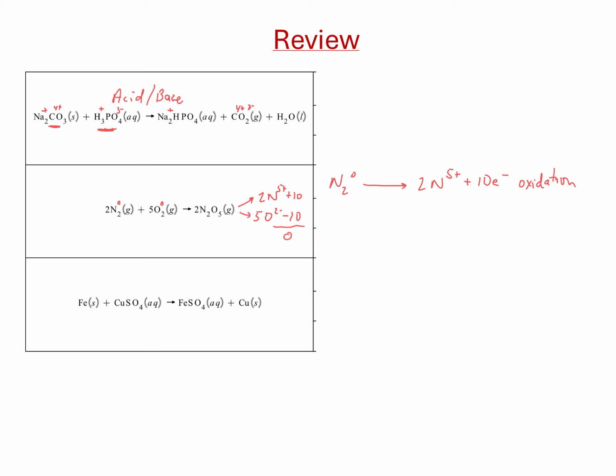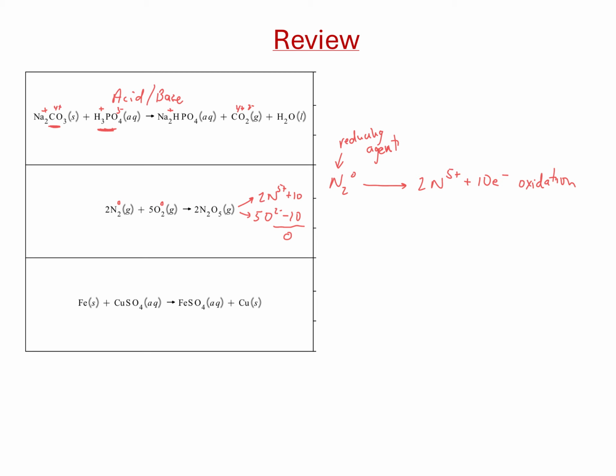half reaction. That makes nitrogen our reducing agent. Because remember, our reducing agent causes reduction by itself getting oxidized. So nitrogen is our reducing agent.